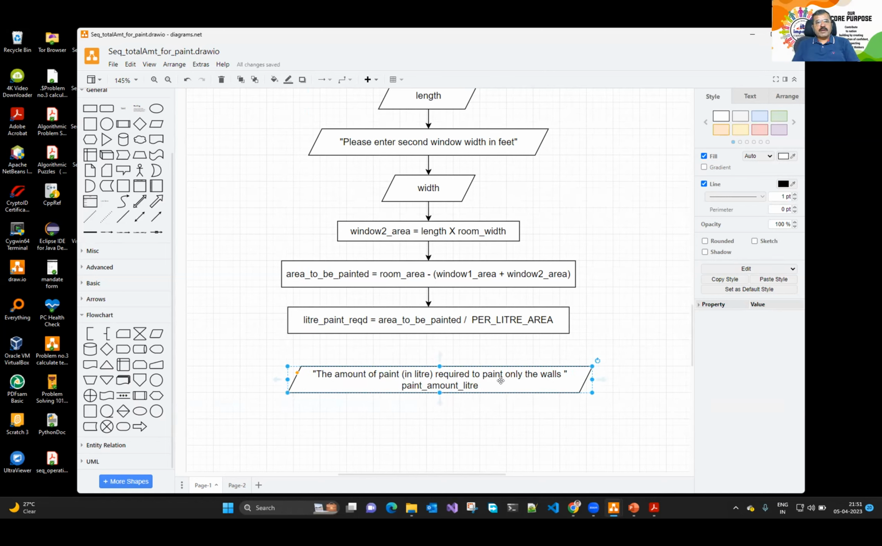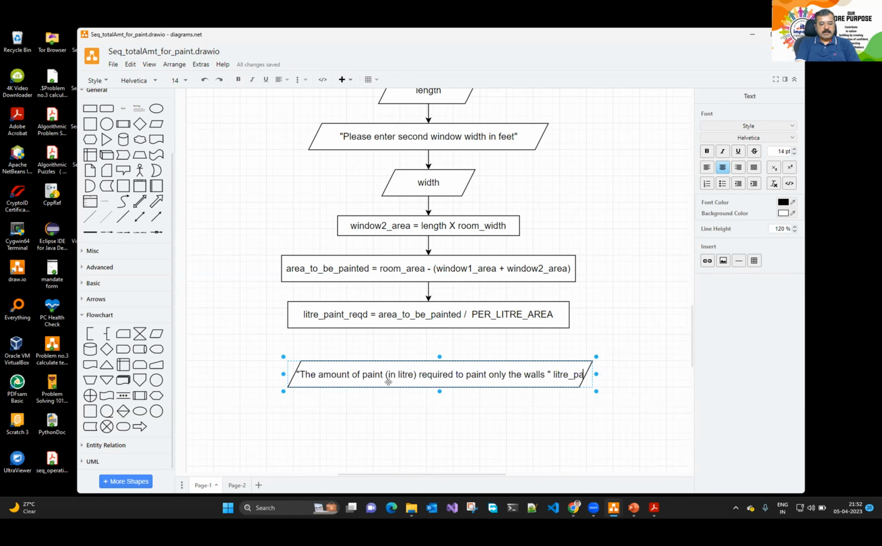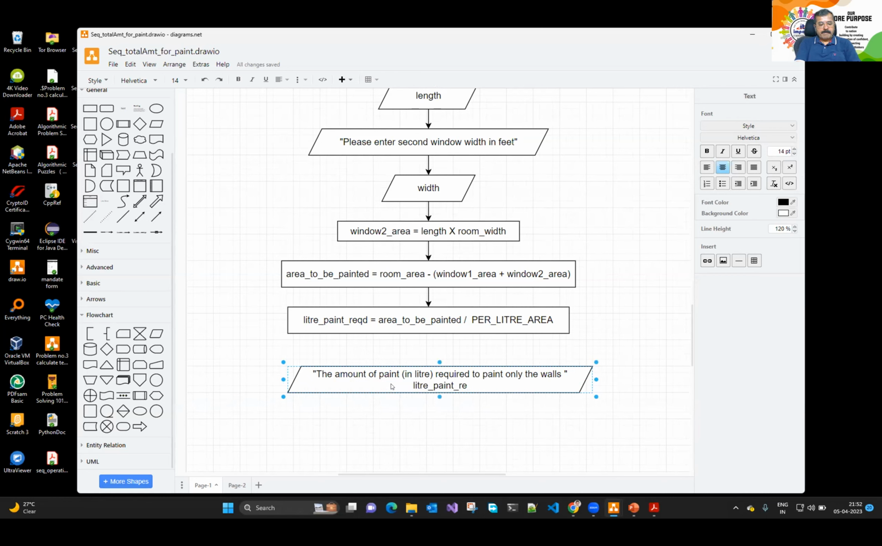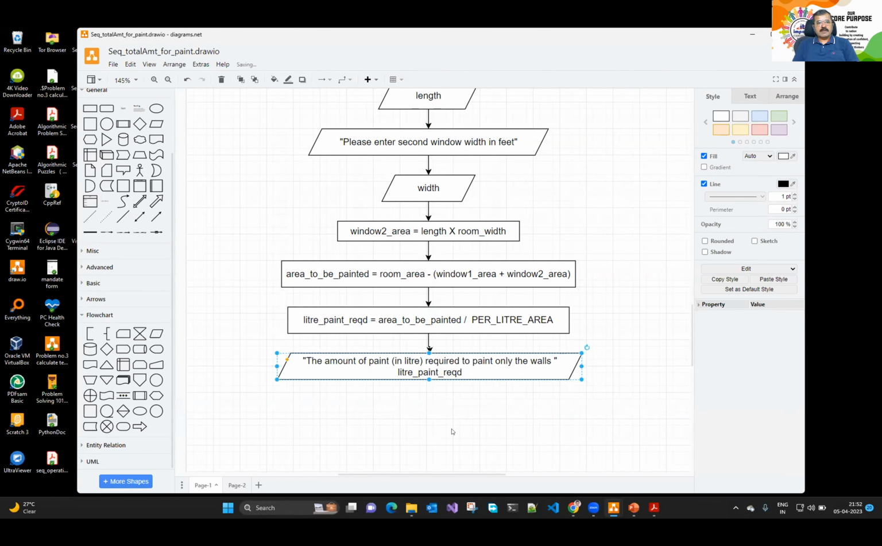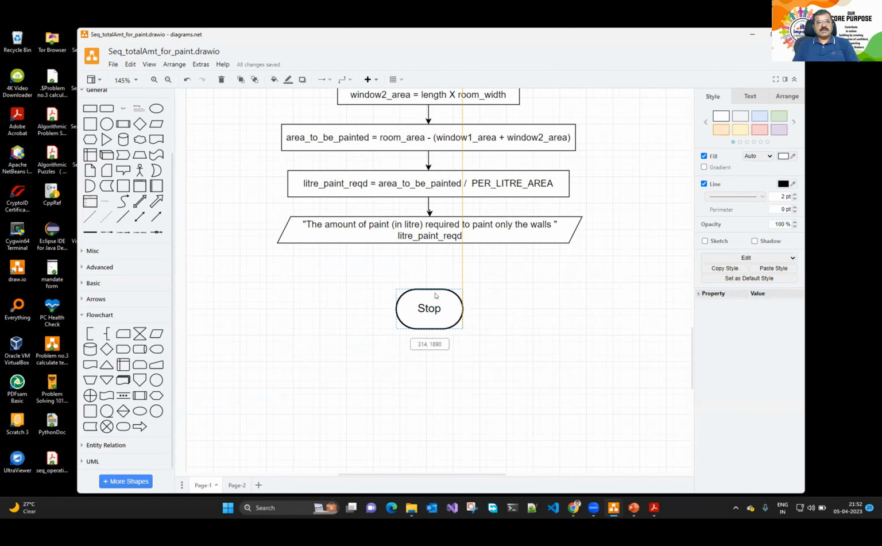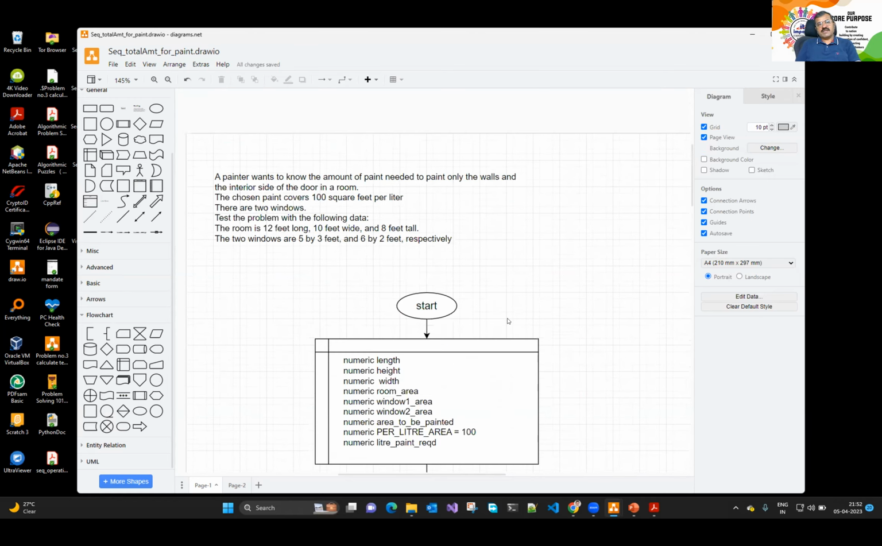The amount of paint required to paint only the walls is paint amount, liter paint required, whatever is the variable name that we have. So it was liters of paint required. So that's the variable that we have. Now we are connected. And then we have to stop. Here comes our stop. So we are stopped. So this is the solution that we have now devised.